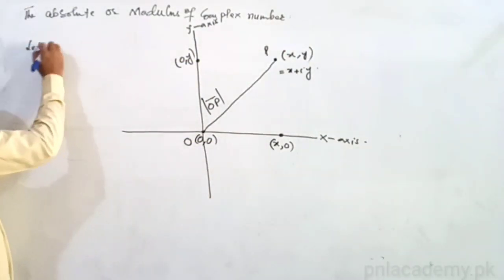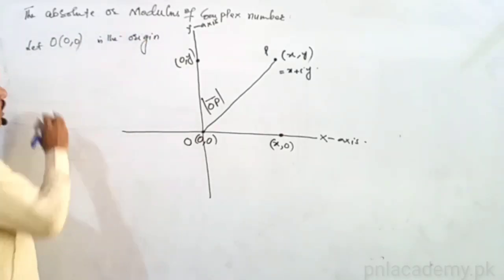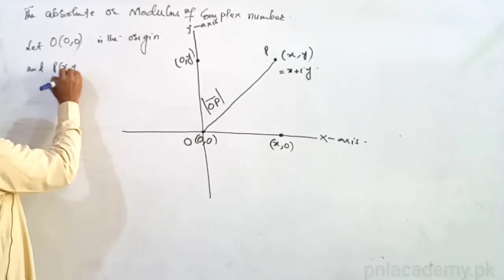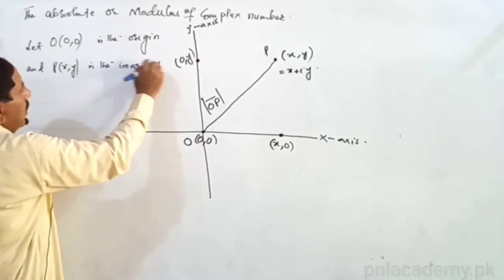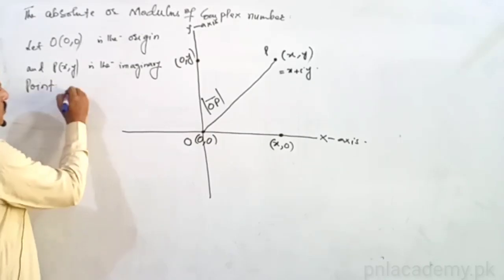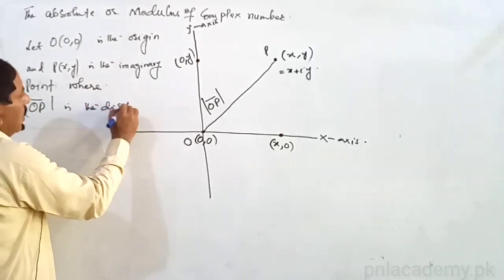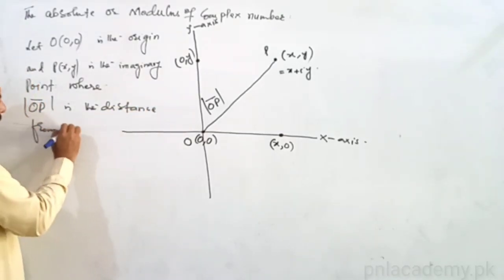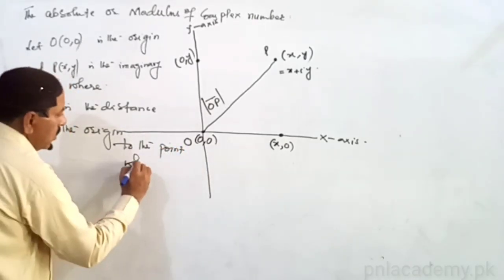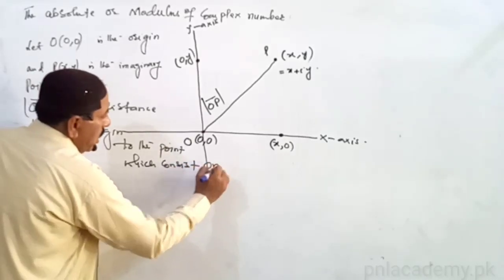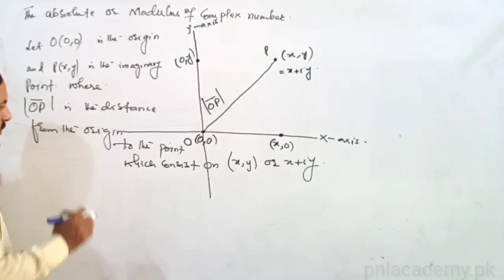So let O 0 comma 0 is the origin and P x comma y is the imaginary point where OP is the distance from the origin to the point which consists on x comma y or x plus iota y.